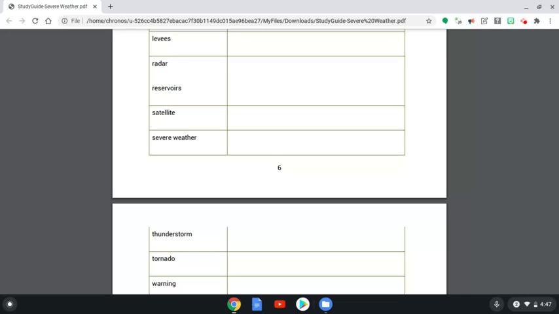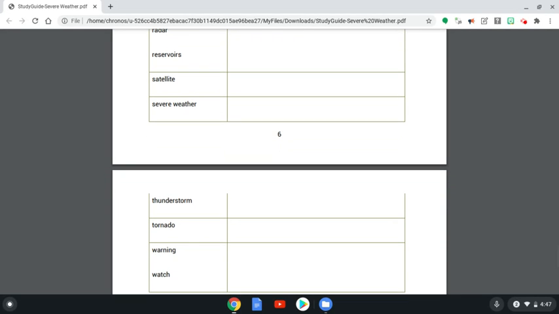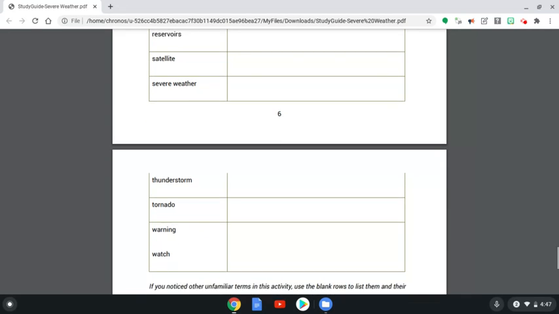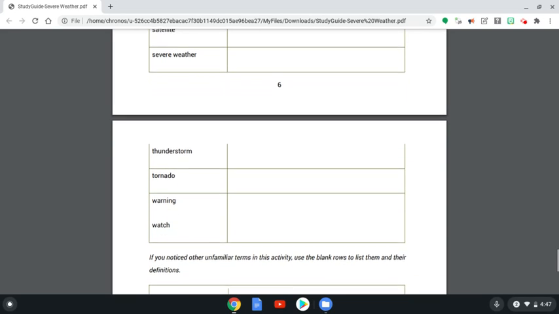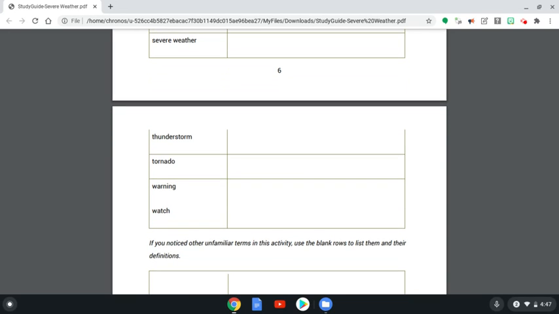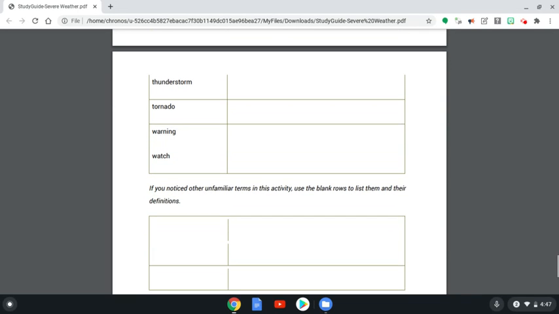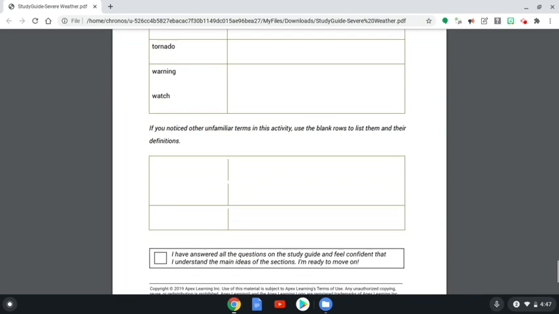Reservoirs, we've talked about before. There are artificial lakes where water is collected and stored. Usually, townships or cities have reservoirs, and that would be where they get their water. We've talked about satellites. I am assuming that you understand that severe weather is any weather that can cause harm or damage to property. We've talked about thunderstorms, tornadoes.